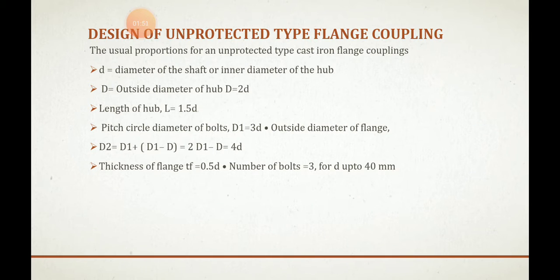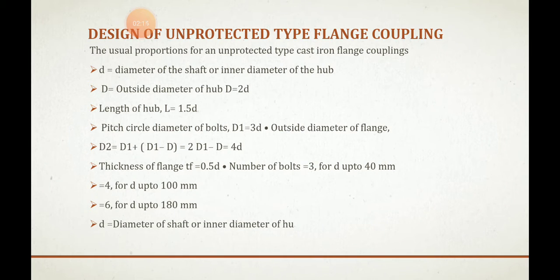Next, tf is the thickness of the flange, which is equal to 0.5 times d. Number of bolts: depending upon the diameter, you will have a different number of bolts. For a diameter up to 40 mm, we will have 3 bolts. If it is up to 100 mm, we will use 4 bolts. Up to 180 mm, we will use 6 bolts, where d is the diameter of the shaft.